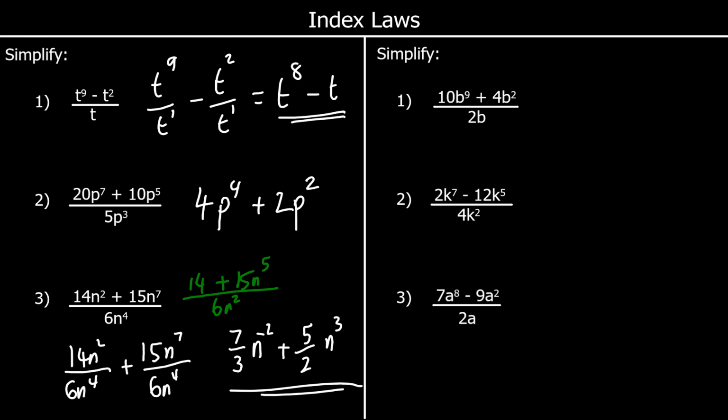So 10b to the power of 9 over 2b is 5b to the power of 8. And then we've got 4 over 2, which is 2. b squared over b, which is b.